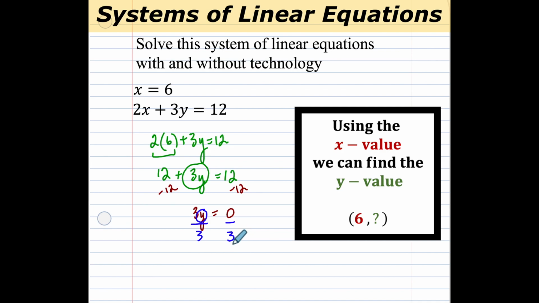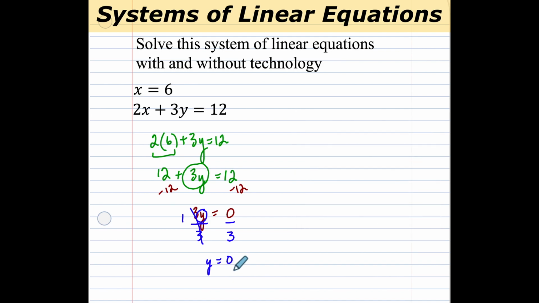What we do to one side, we do to the other. y = 0 divided by 3, which is 0. The value for y is 0, and the value for x was 6. Together, that makes a point. (6, 0) is the solution to this system of linear equations. First equation, second equation, these two lines intersect at (6, 0).